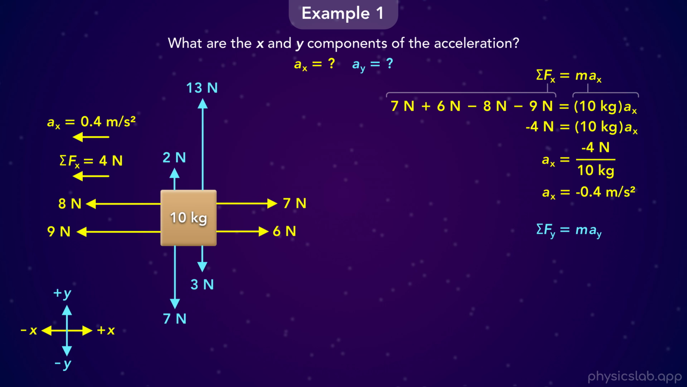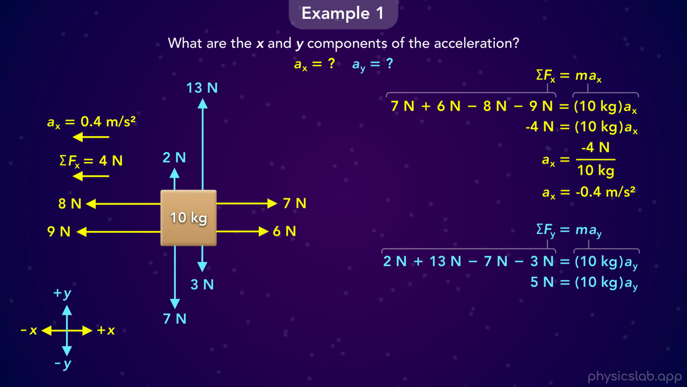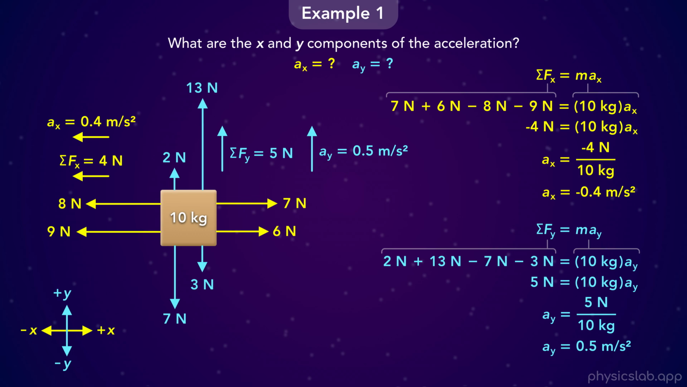Now let's use Newton's second law in the y direction. The net force would be 2 newtons plus 13 newtons minus 7 newtons minus 3 newtons. Again, we plug in 10 kilograms for the mass. The net force simplifies to positive 5 newtons, which means the net force in the y direction is 5 newtons upwards. Then we divide 5 newtons by 10 kilograms, and we get positive 0.5 meters per second squared. So the acceleration in the y direction is 0.5 meters per second squared upwards. So that's what it looks like when we add multiple forces in each direction.